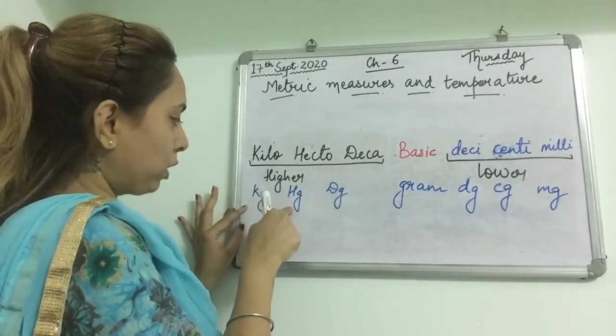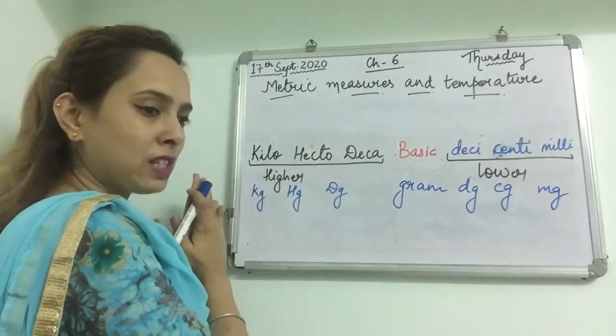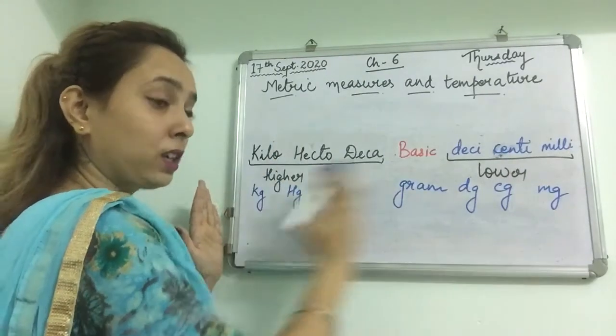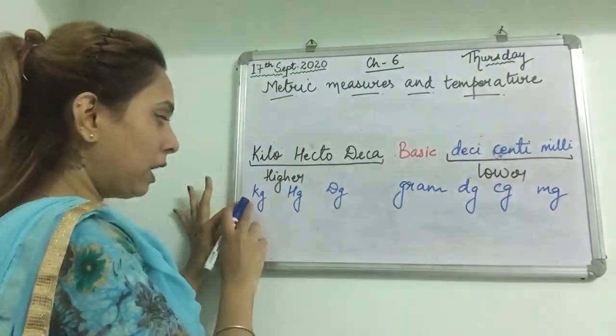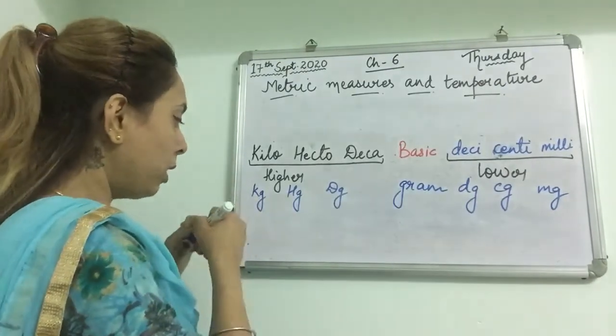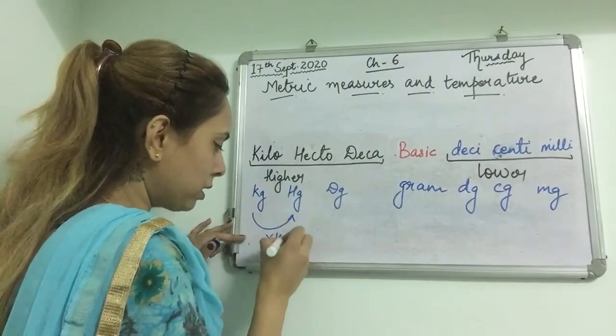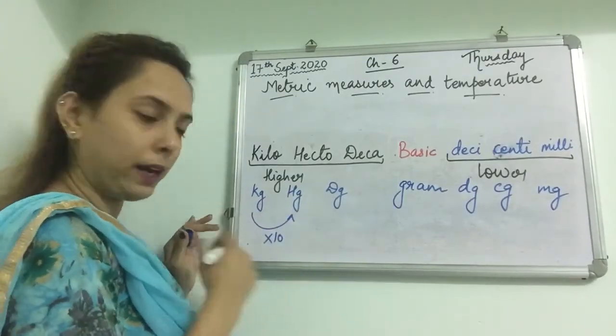Suppose you are asked to convert kilogram into hectogram. Kilogram into hectogram means you are moving from left side towards the right side. Kilogram is given to you and you are asked to convert it into hectogram. That means you are moving from this side to this side. So you will always multiply it.